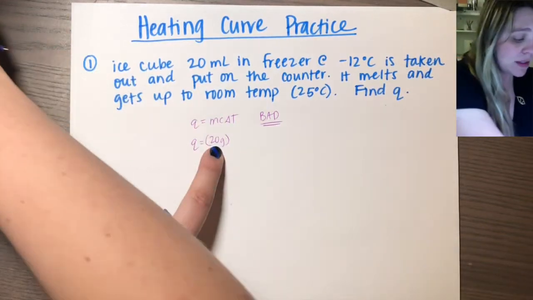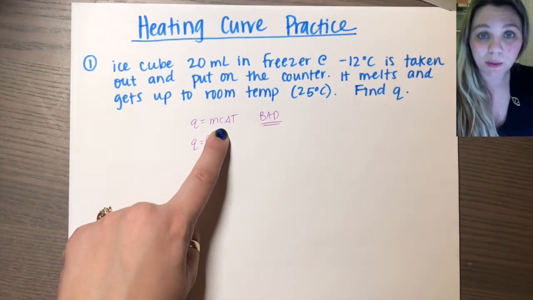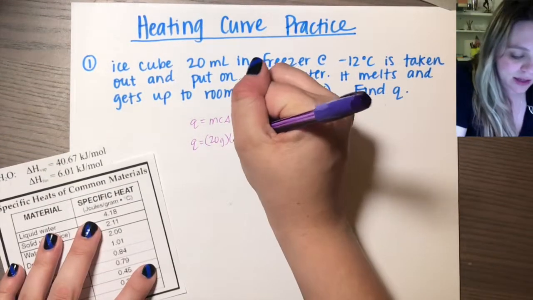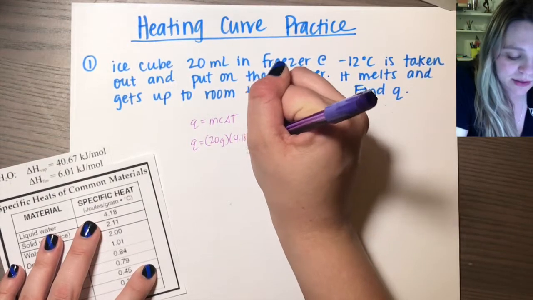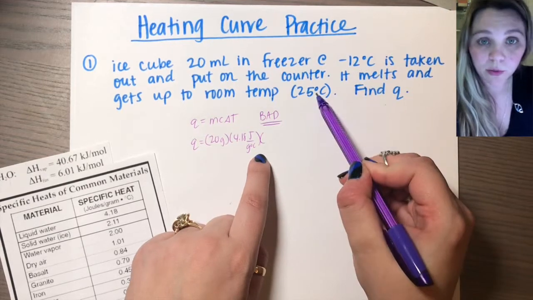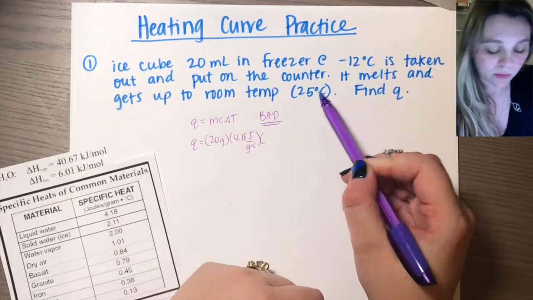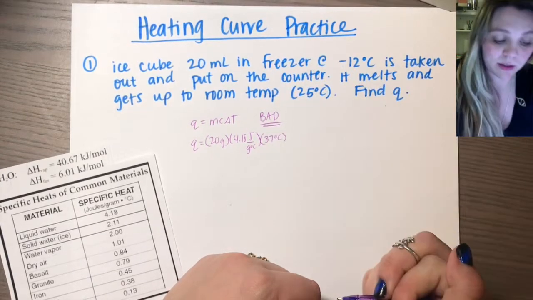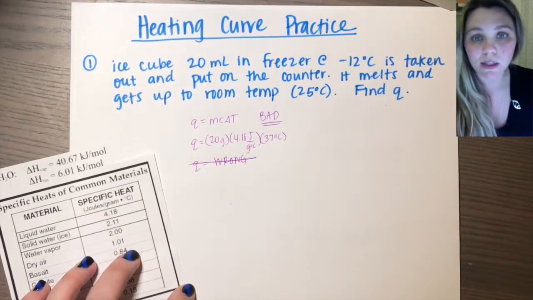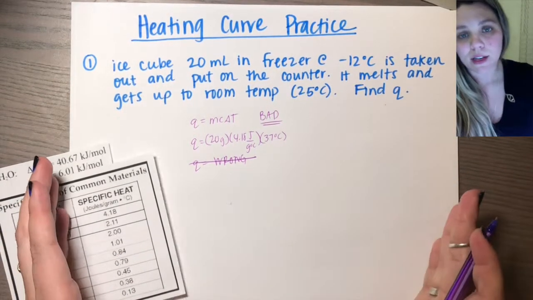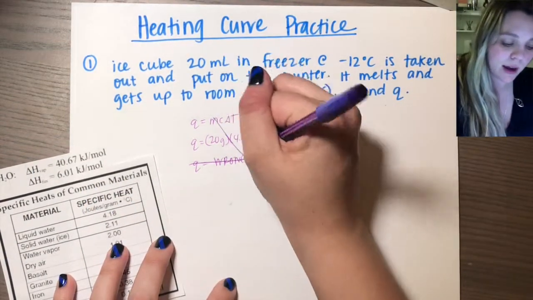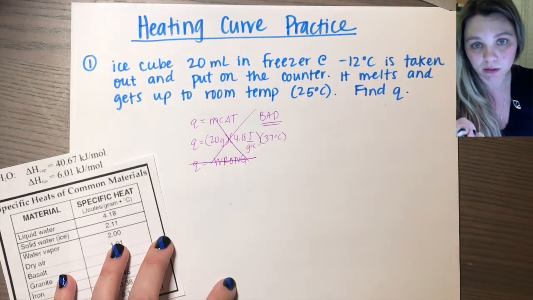Okay, so I have 20 grams, and they'll use the number that they remember for water for specific heat, which is 4.18 joules per gram degree Celsius. Then they'll say the delta T was from negative 12 all the way up to 25, which would be 37 degrees Celsius. And then they'll get an answer that's super wrong. Bad. Don't do this, okay? This is why it's actually important to understand your heating curves, and this is a trap that none of you are going to fall into.